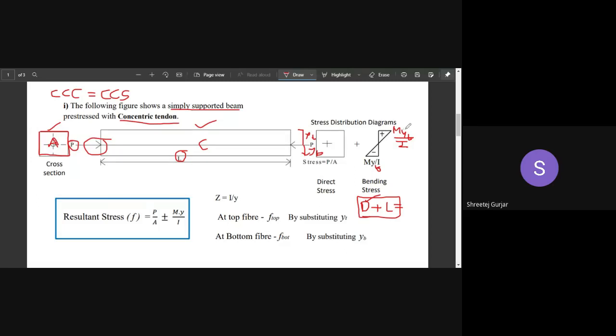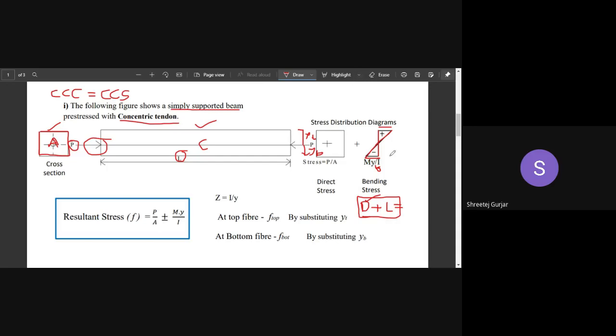So what you get is M y by I. We know the y value, we have calculated the M value, and we know the I value. Substituting, suppose you get 5 Newton per mm square at the top fiber, and at the bottom fiber you get 2 Newton per mm square. So you draw a line which is 2 units and this is 5 units, and then you join it. This is the depth of your beam.